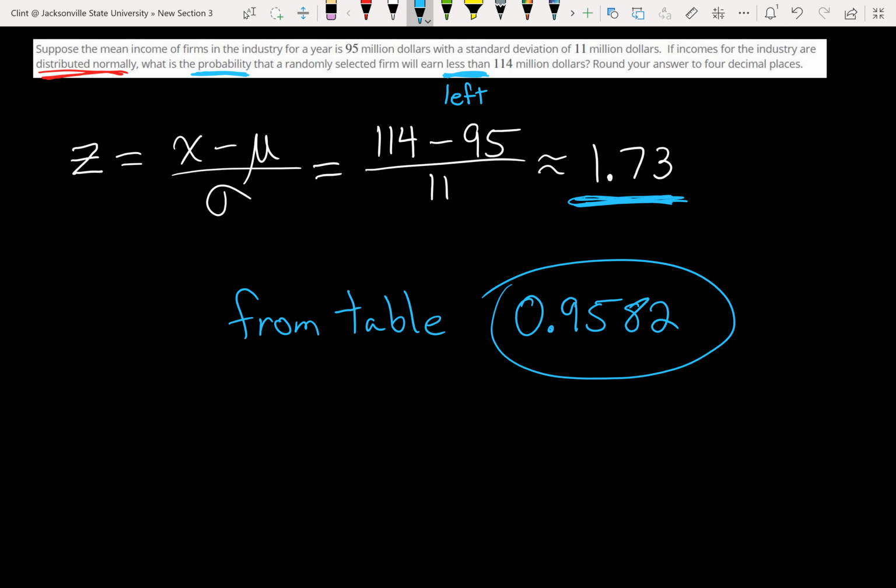So the only thing that really changes on these problems is this, right? What type of area we're looking for. So this one, we wanted area to the left. And we could have to the right or in between or two tails. So let's look at another problem.